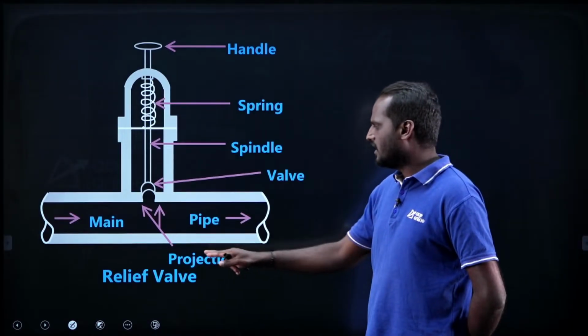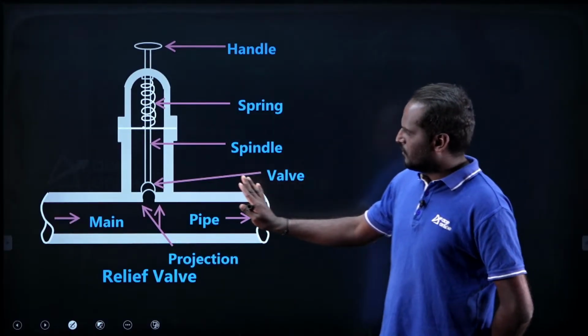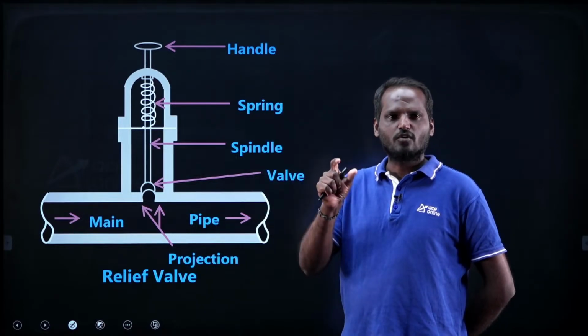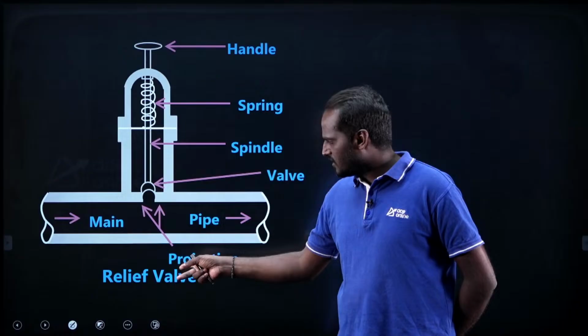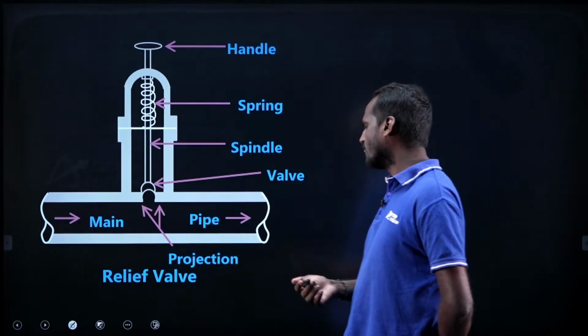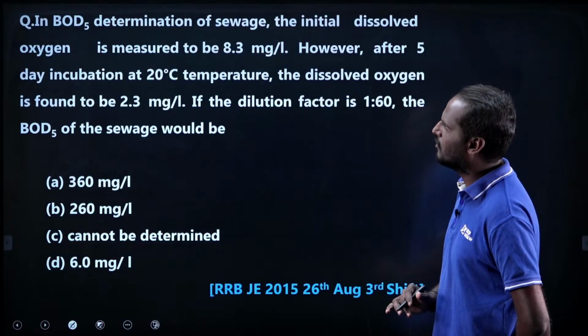Another valve is the pressure relief valve. This pressure relief valve is provided to prevent the pipe from bursting. Any water hammer pressures that you experience in the pipes, these pressure relief valves can help you prevent the pipes from bursting due to water hammer, right? These are all various kinds of valves.